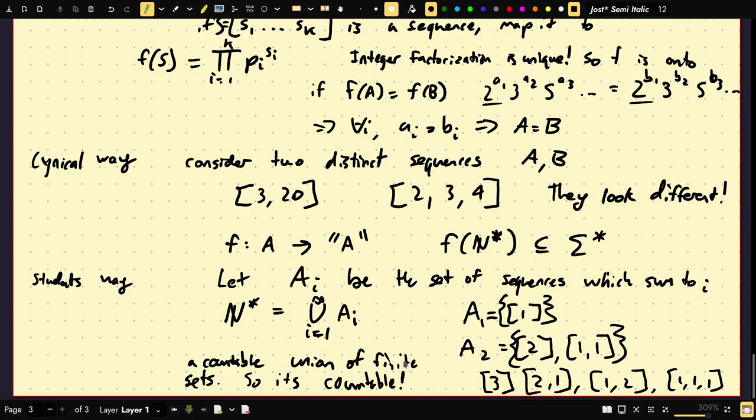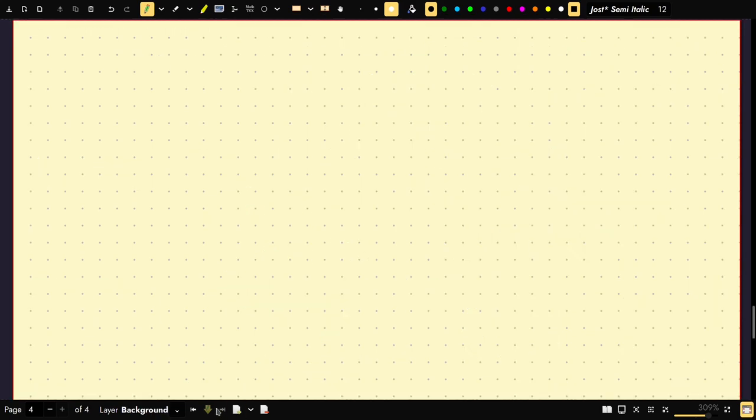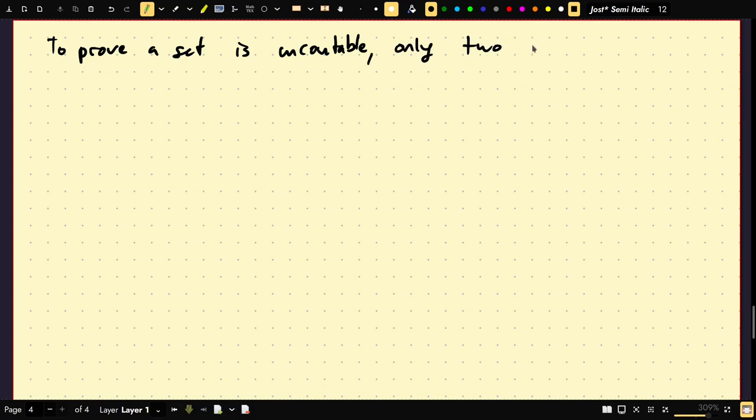So these are some of the many techniques you can use to prove that a set is countable. To prove a set is uncountable, there are really only two ways. You have diagonalization, which is probably the better way. And two, you can use this trick.